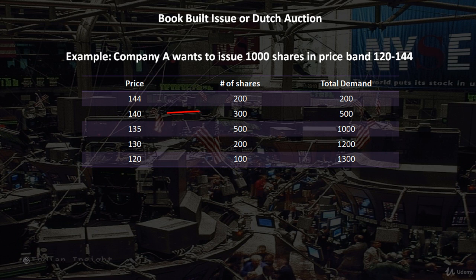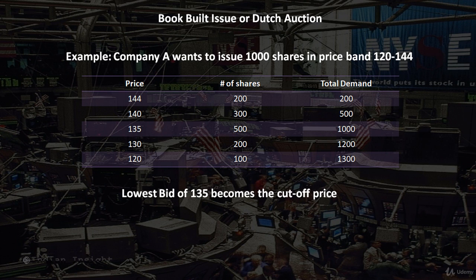Hence, it will look at the next bid at 140 and allot 300 shares. After both these allocations, 500 shares are still left. So the company will look at the next bid. Here it will allot another 500 shares. So now the company has allotted all of its 1000 shares. Since 135 is the lowest bid price at which shares were allotted, this becomes the cutoff price. All investors who bid at this price or higher than this price are eligible for allotment.